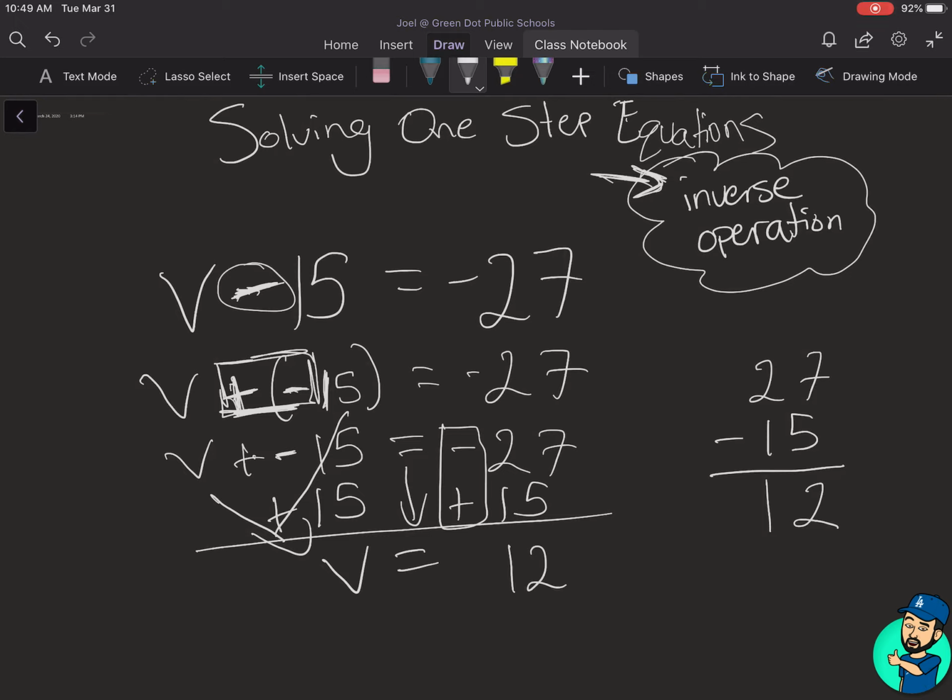So now what number is larger? 27 or 15? Do you rather have $27 or $15? I'd rather have $27. What sign is in front of that 27? A negative. So that means my answer needs to be negative. So V equals negative 12. Alright, let me erase this.